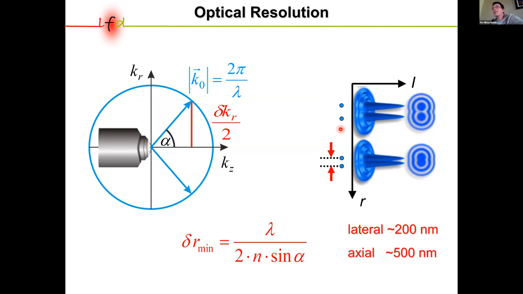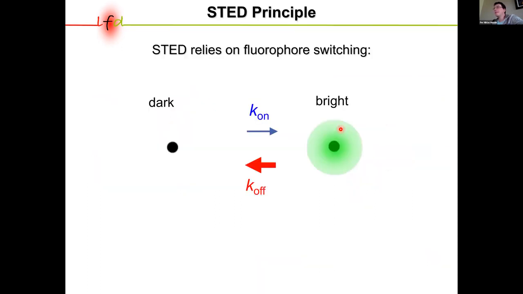So, back to the resolution limits. Typical optical resolution with a high numerical aperture objective lens in XY direction is on the order of maybe 200 nanometers, and in Z direction is maybe on the order of 500 nanometers. So this limit has been overcome.